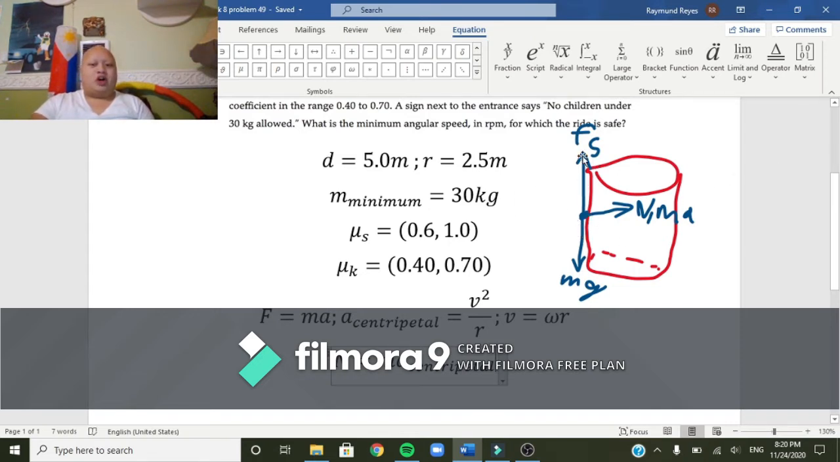So the surface is the cylinder where the people are lying down on basically. So that means the normal force is going right, and it's equal to mass times acceleration.